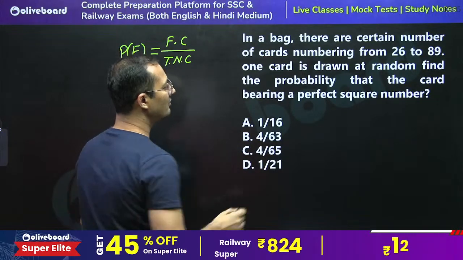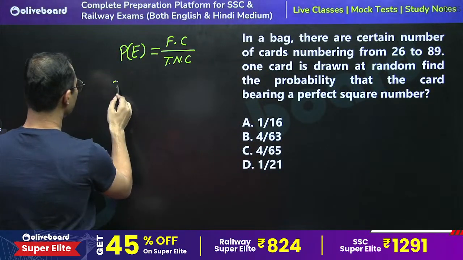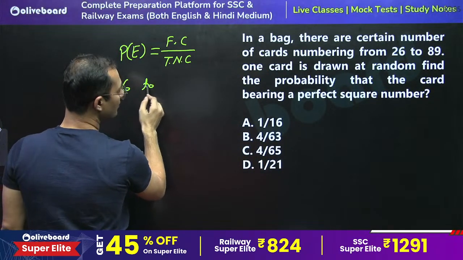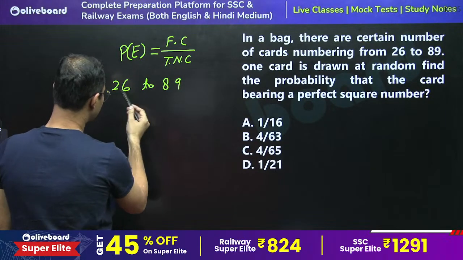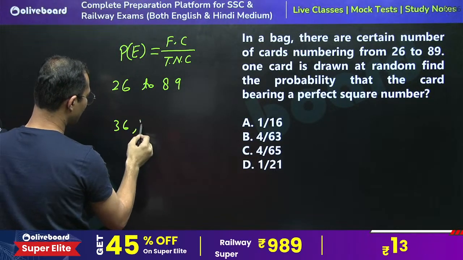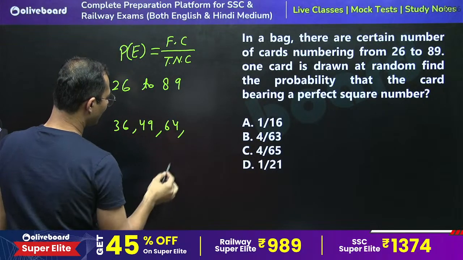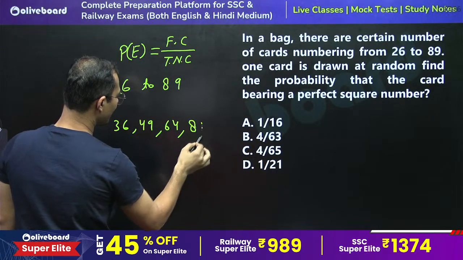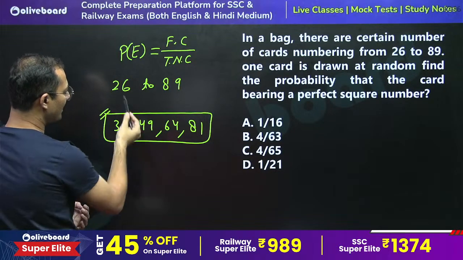So could you tell me which numbers are the perfect squares? The range of the numbers is 26 to 89. So we can say 6 square is 36, 7 square is 49, 8 square is 64 and 9 square is 81, right? So these are the numbers which are perfect squares, coming between these.